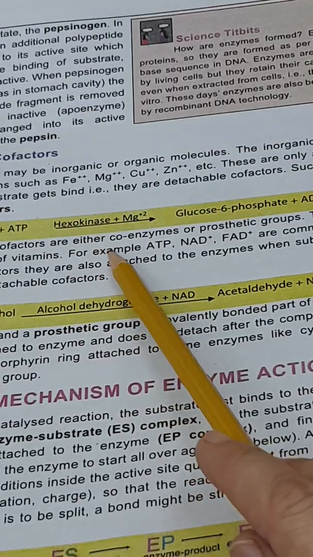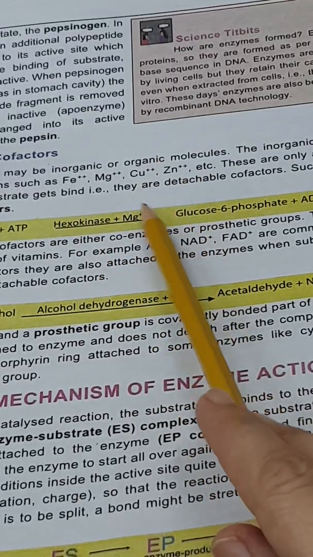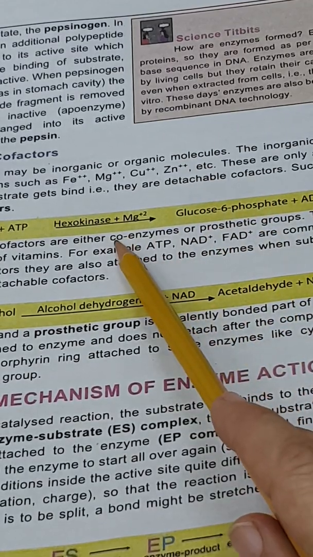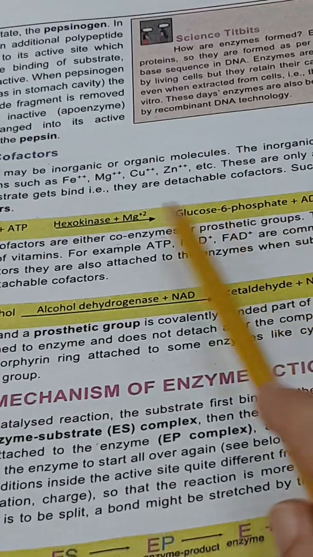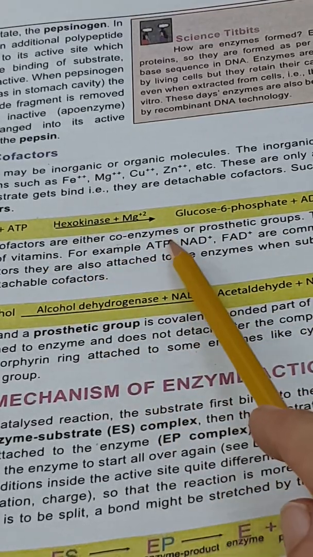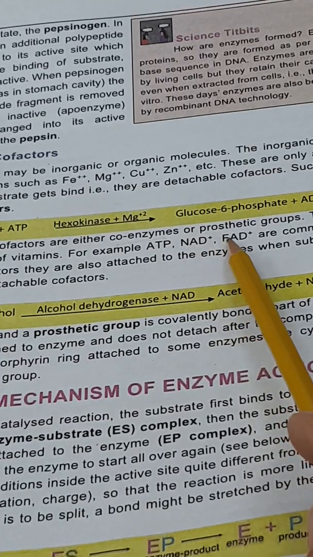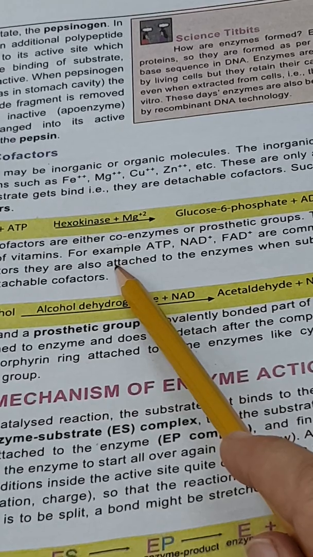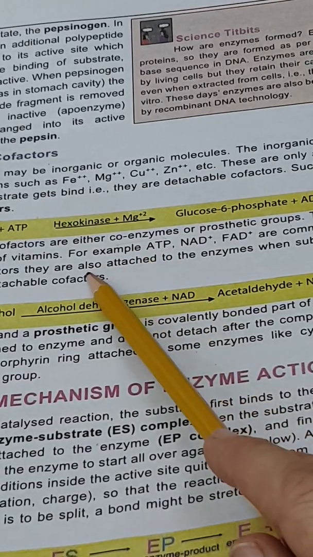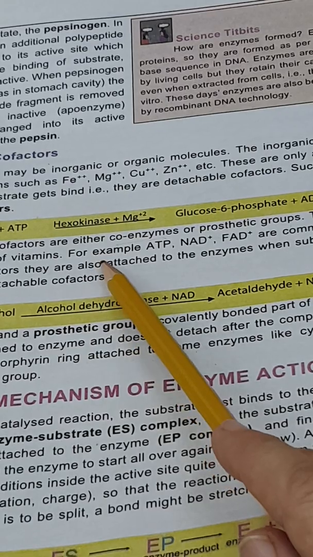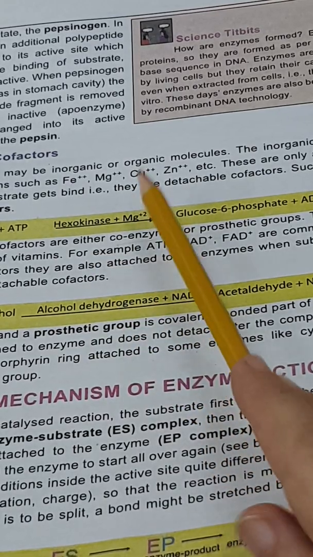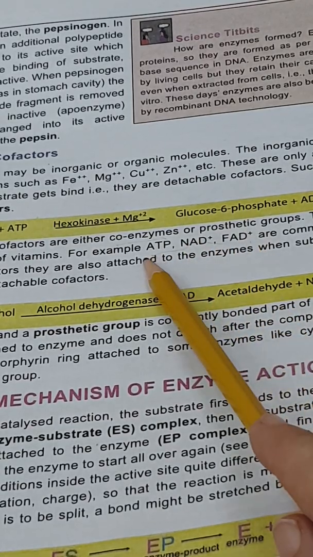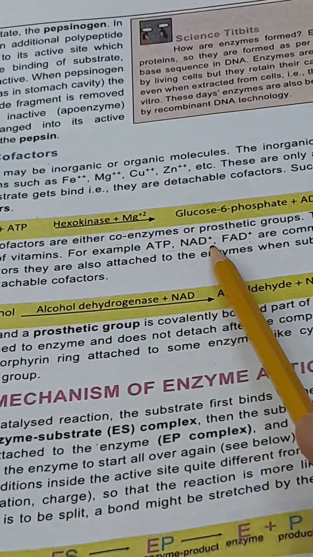Another cofactor is the organic molecules, and organic cofactors can be divided into two categories, that is the coenzyme or prosthetic group. Coenzymes are organic compounds like sometimes ATP, NAD, FAD. These work in close association with the enzyme. They attach to the enzyme only at the time of reaction and then can be detached like the inorganic ones. They help the enzyme in its work for a specific time and then separate from that enzyme.